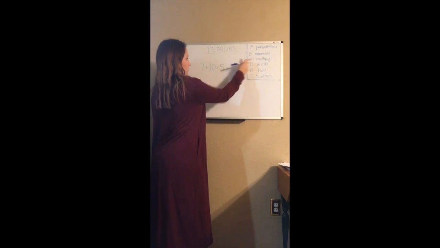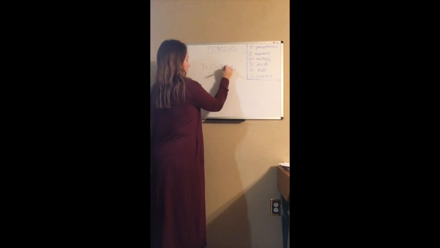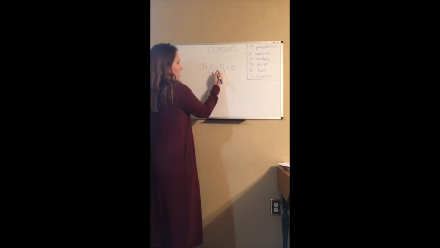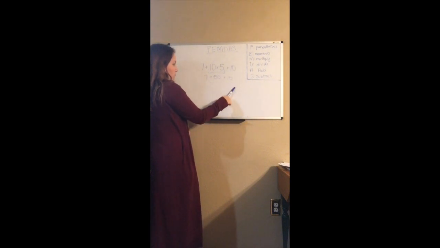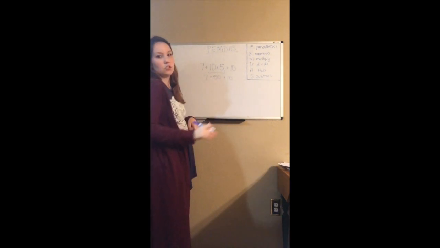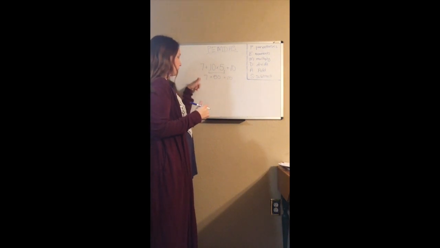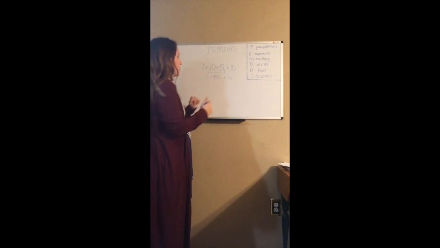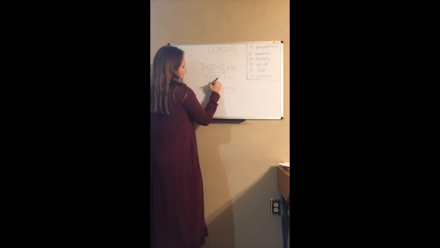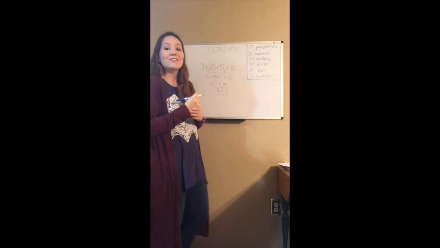exponents, multiply. Well, we have multiplication right here. So 10 times 5 gives us 50. Bring down the rest of the problem. Do we have division? Nope. Do we have addition? Yeah. So we have two different sets of addition. And we're going to start by just going left to right. So 7 plus 50 will give us 57. 57 plus 10 will give us 67. So our answer you should have gotten was 67.